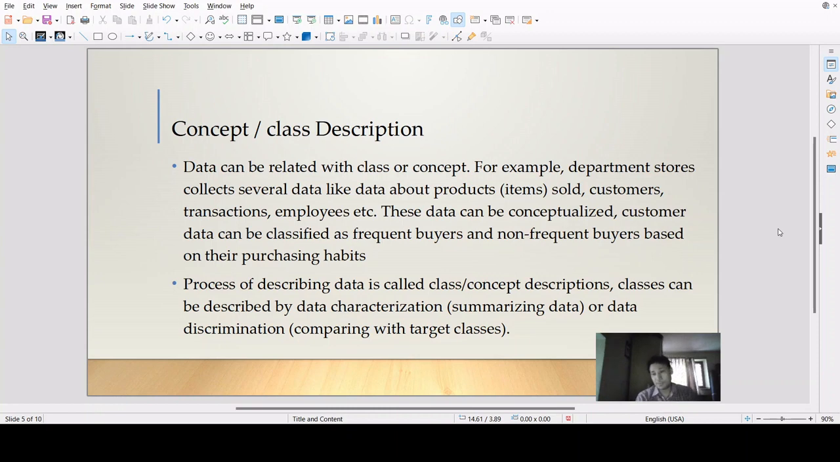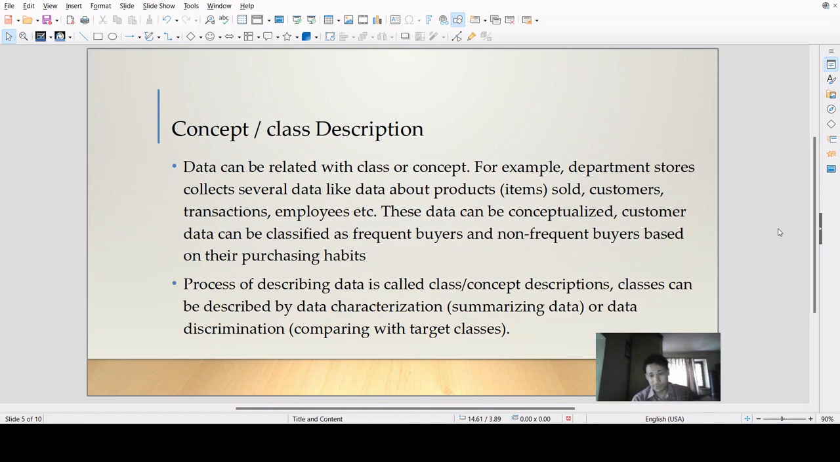So if we have the data about some subjects, then we can analyze the data and generate different classes or concepts on the basis of that data. The process of describing data is called class concept description. Classes can be described by data characterization. That means we will take the data and summarize it. Another way is data discrimination, where we compare the given data with other data.